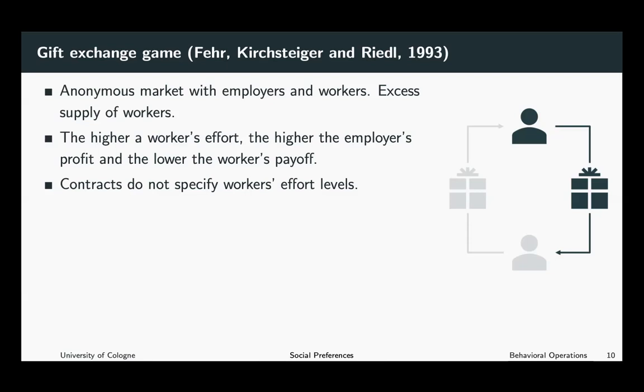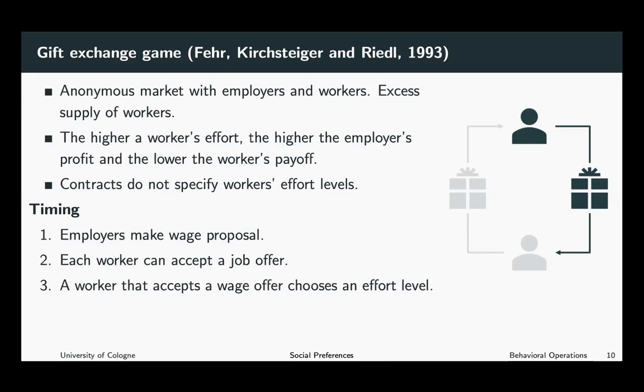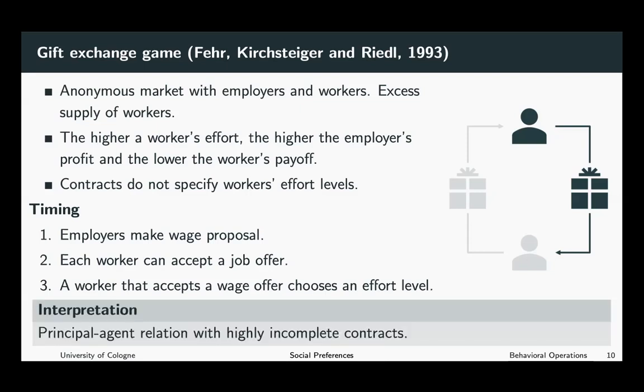Importantly, the contracts written between the worker and the employer do not specify workers' effort levels. So the effort is deliberately chosen by the worker. The timing is as follows. The employers make wage proposals. Then each worker can accept an offer. And in the third stage, the workers that accepted a wage then choose an effort level. One interpretation of this setting is a principal-agent relation with highly incomplete contracts.